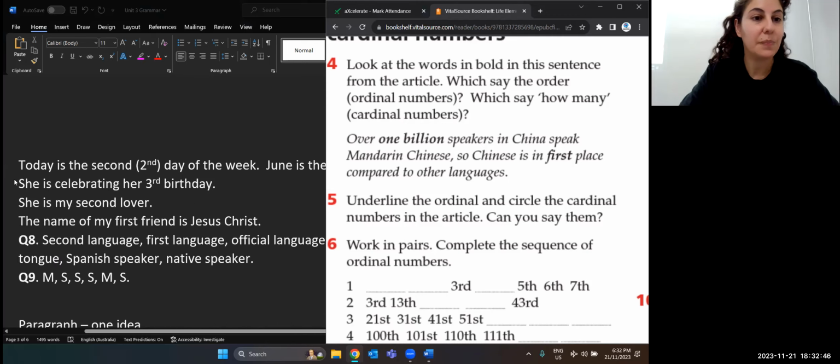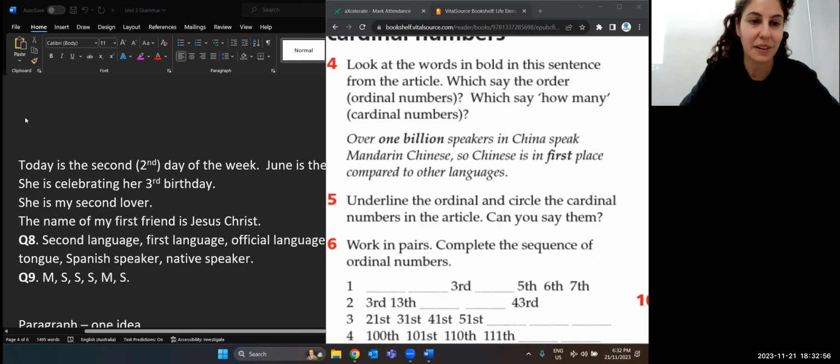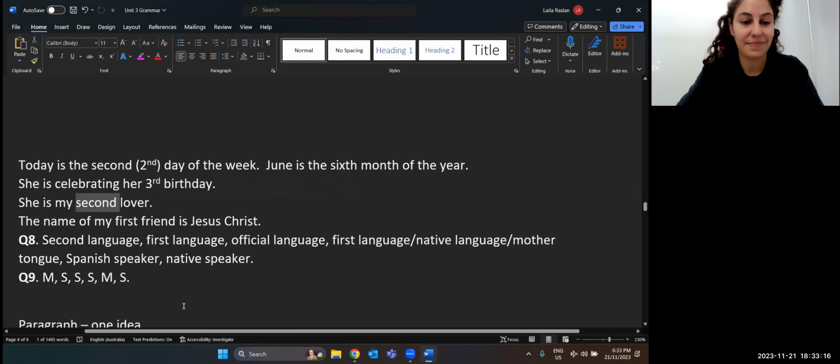Just some other examples. Today is the second day of the week. Actually, because we're on Wednesday, sorry, we are on Tuesday. I thought it was Wednesday. Today is the second day of the week. June is the 6th month of the year. She is celebrating her 3rd birthday. So if you have a little daughter, my daughter is having her 3rd birthday. I want to invite you. She is my 2nd lover. So we can write it like that or write the word second.